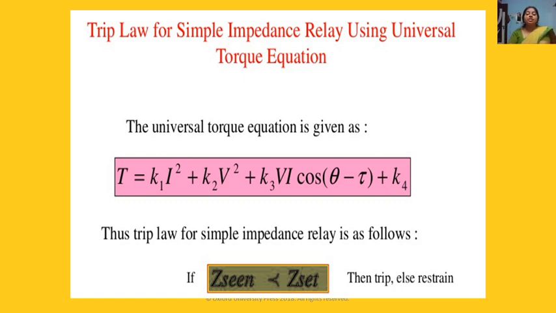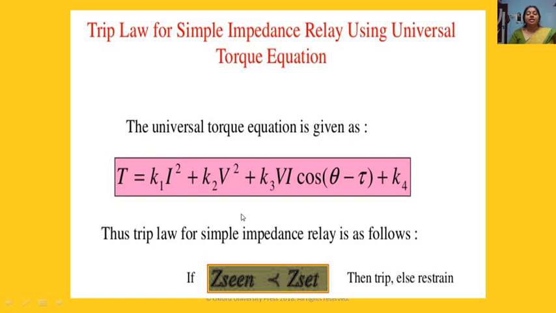This is the universal torque equation, which means it is applicable to all types of relay. This equation remains the same; only K1, K2, K3 change. T is equal to K1 I square plus K2 V square plus K3 V into I into cos of (theta minus tau) plus K4. K4 is the spring constant, so we are neglecting it and considering only K1, K2 and K3.